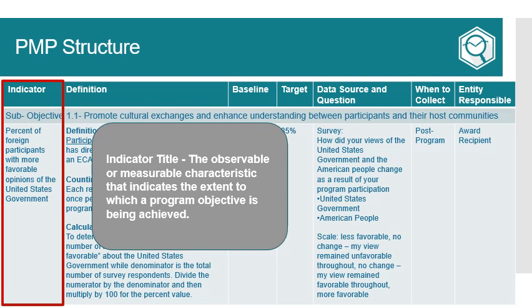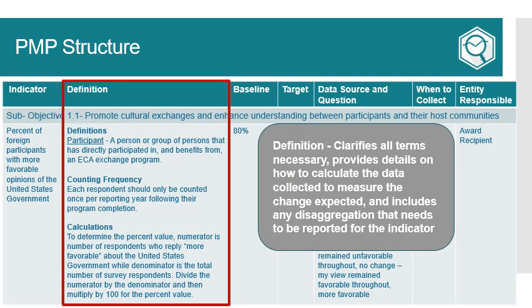The first column is for the indicator title, which is the measurable characteristic used to determine if a program objective is being achieved. You will notice there is a lot going on in the second column, which is the definition. It includes defining key terms, like what constitutes a participant, when someone should be included in the indicator, and how to calculate the indicator. For example, if there is a percentage, what should the numerator and denominator be?